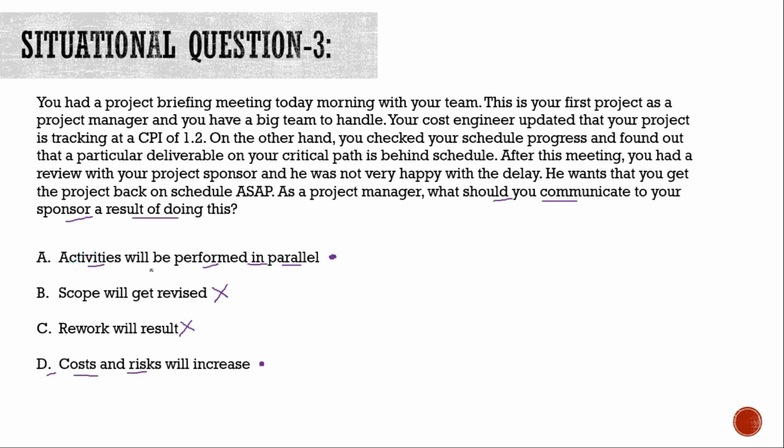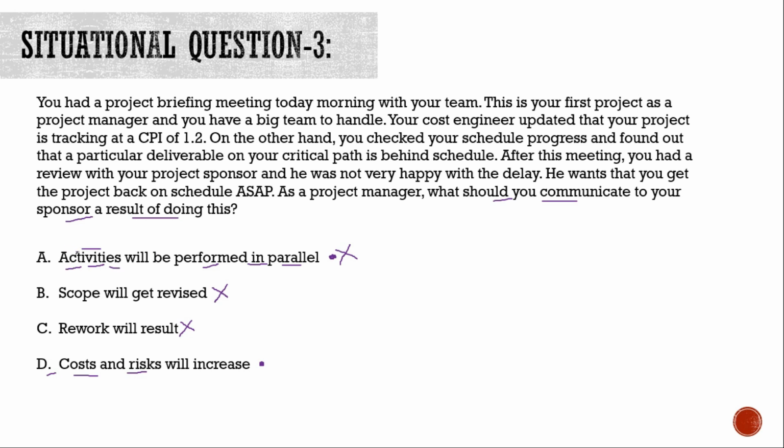Now if you look at option A, guys, it is saying that activities will be performed in parallel. Now here most of the students will mark option A, and option A is the wrong answer, guys. So I will tell you why. Listen very carefully. Activities being performed in parallel does not necessarily mean that you are doing fast tracking. Okay, it is actually the reverse. That is, when you are doing fast tracking, it means that you have to perform some activities in parallel, but it does not mean that whenever you are performing activities in parallel, you are doing fast tracking. So it's not the other way around, which is very important.